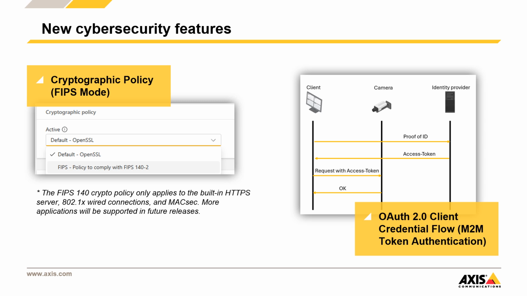By adding support for OAuth 2.0 client credential flow in our devices, a client software can now securely access a device without user interaction. The client uses its own credentials to authenticate with the authorization server. Upon successful authentication, the authorization server issues an access token, which the client can use to access the device directly, enabling machine-to-machine interactions.